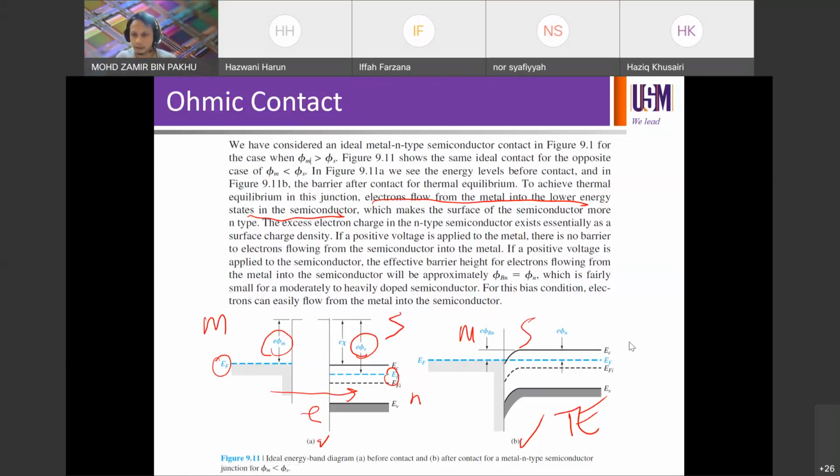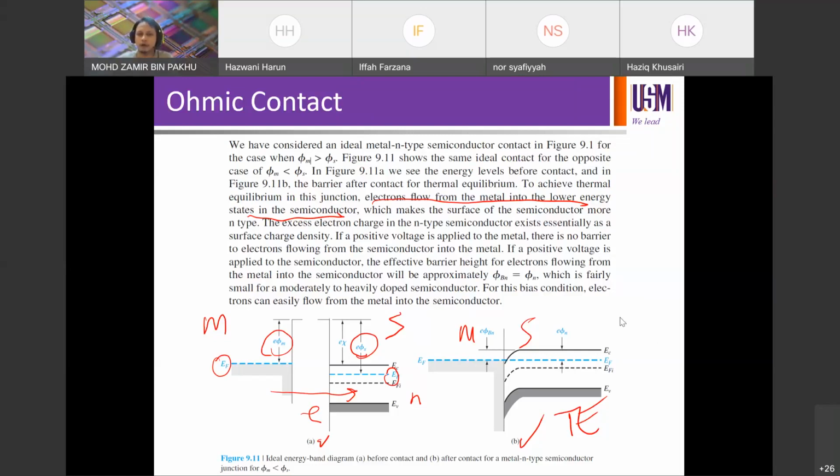Because the metal energy is lower. What do you mean, metal energy, Juwaria? Lower Fermi energy. Which one is lower, Cornelia? Which one is lower than the other one? Be more specific. Which one is lower? Which one has lower than which one? What causes the electrons to flow from metal into semiconductor? Okay, so good.